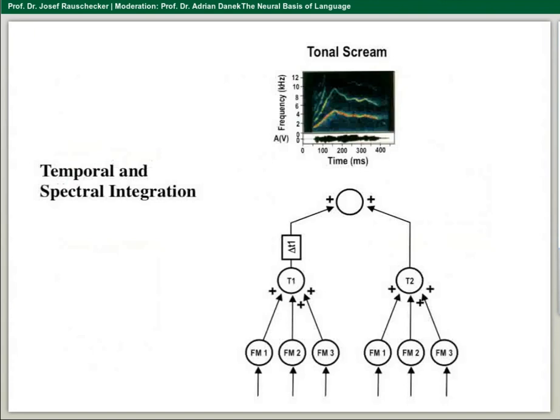So the output of one set of inputs has to be held up a little bit until the input from the other set of inputs comes, and then they add up again, and then the neuron will fire only if the input comes in that particular sequence, but not in the reverse sequence.